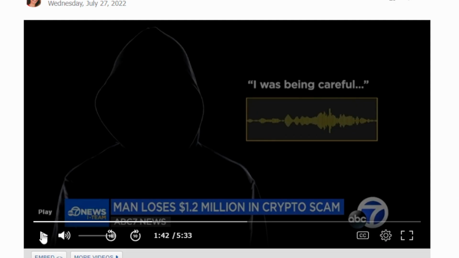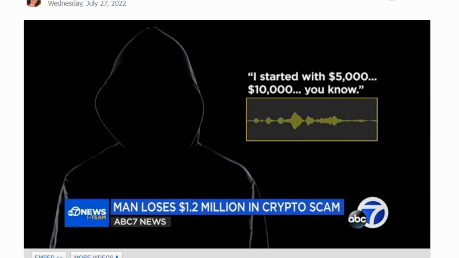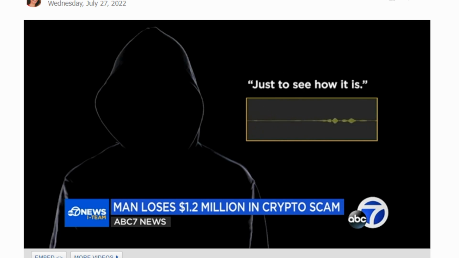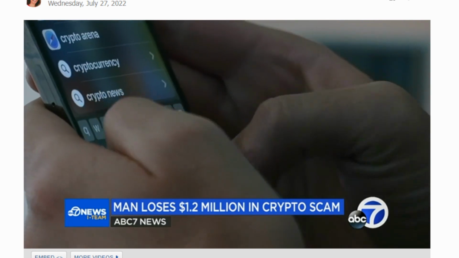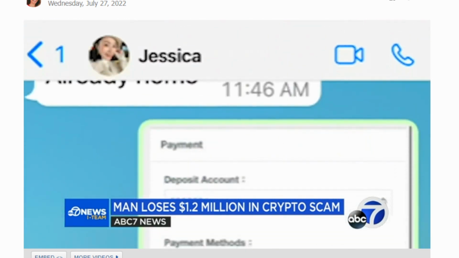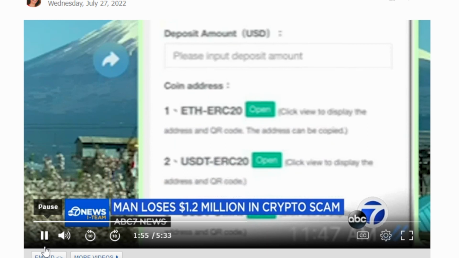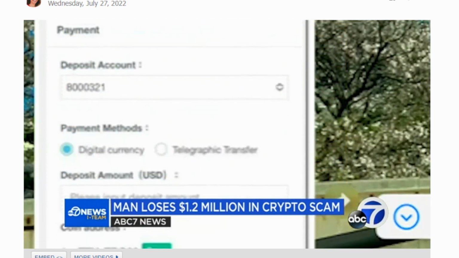Careful. I start with 5,000, 10,000, just to see how it is. CY sent money from his bank to a legitimate crypto trading site. The funds eventually went to a platform Jessica sent him to make the trades. It appeared legitimate at first, but was actually fake.